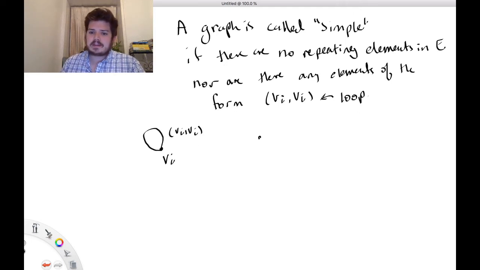And then a multiple edge is a repeating element. So this would be Vi, Vj. Another Vi, Vj.